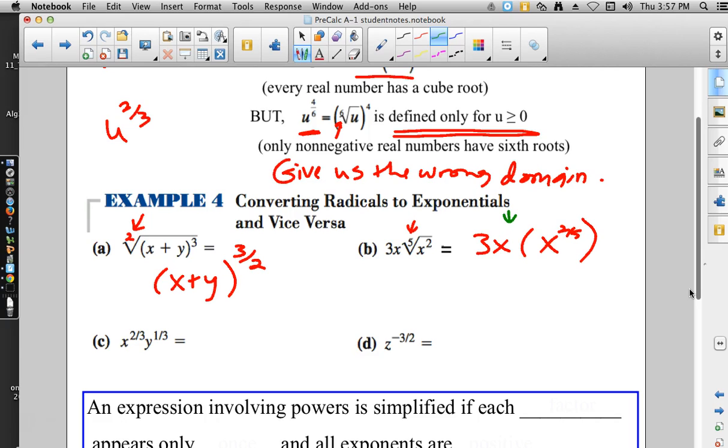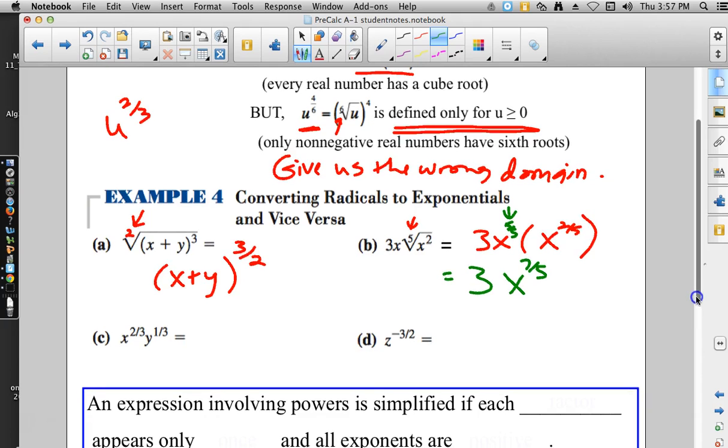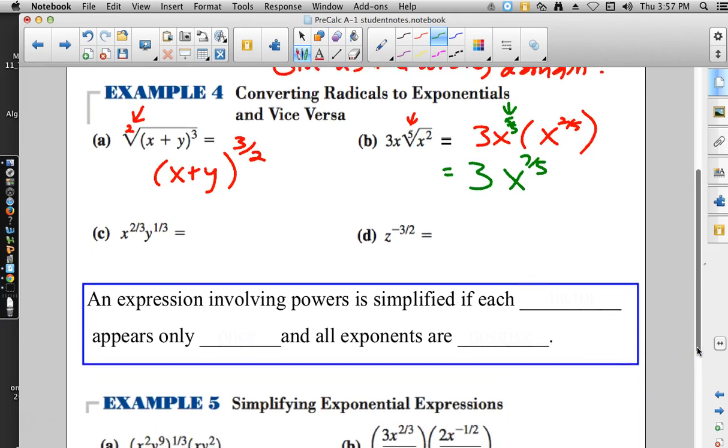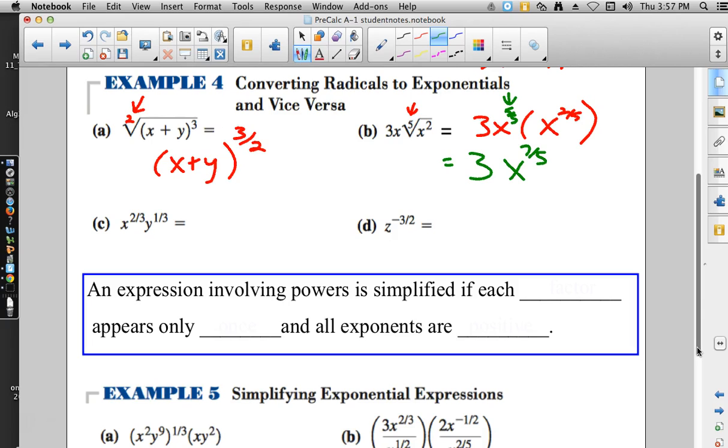Well, that's x to the 1st. And since we're talking about 2/5 that we have to add to it, we have to use the common denominator of 5 and make that 5/5. So this will be a 3, and then we need 5/5 plus 2/5, and that will give us 7/5. So we have converted that from a radical into a fraction exponent. Then we look at C. And this one has a fraction exponent, so that must mean they want this put back in radical form.